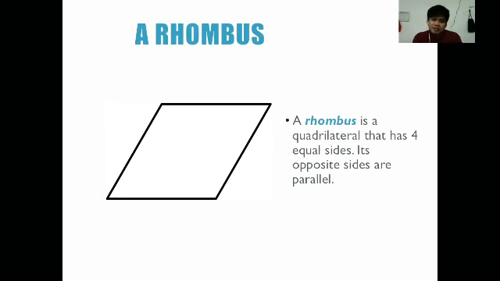Now, the question is, is a square a rhombus? Yes, because a square has four equal sides, and its opposite sides are parallel. That means a square is a rhombus.